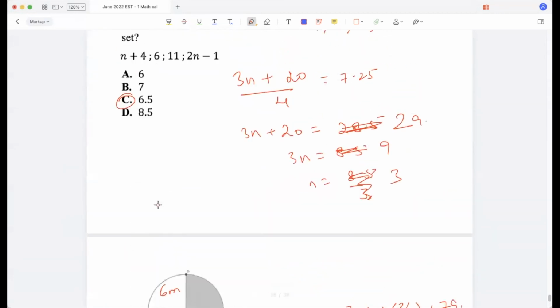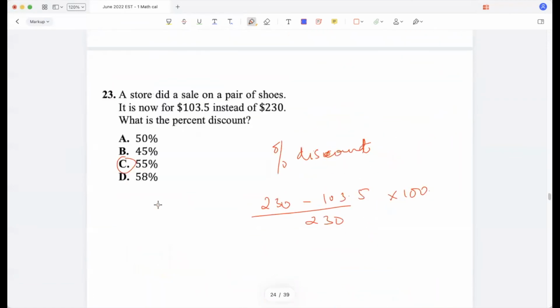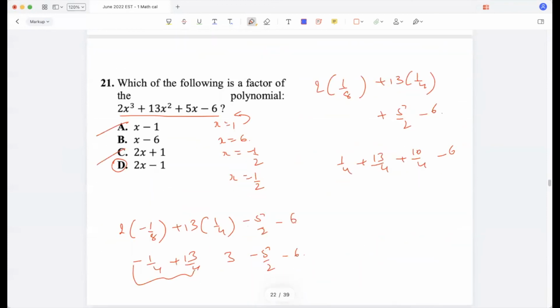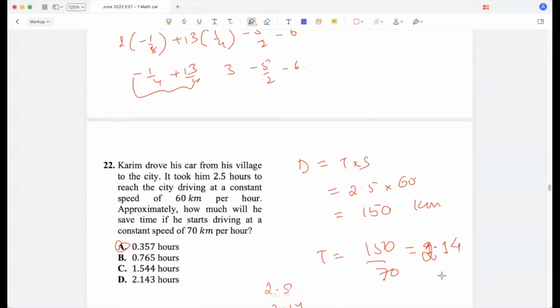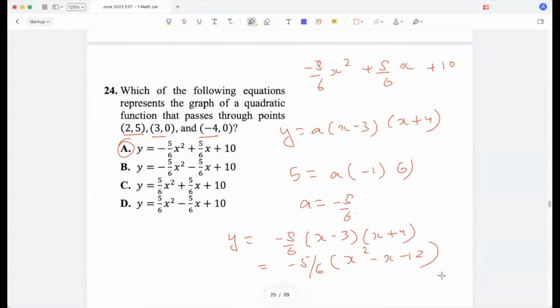Okay, so we need to grade this. 21. 21. DACBD. B. 24 is B. Yeah, 24 is B.